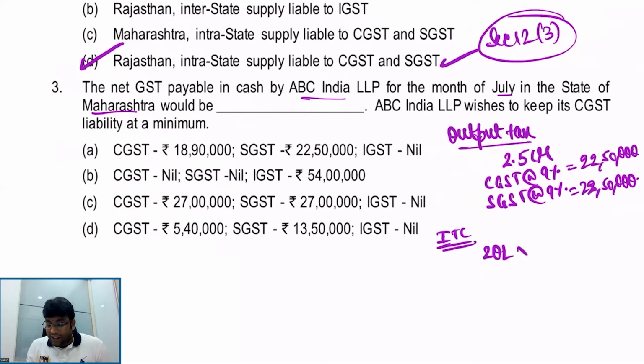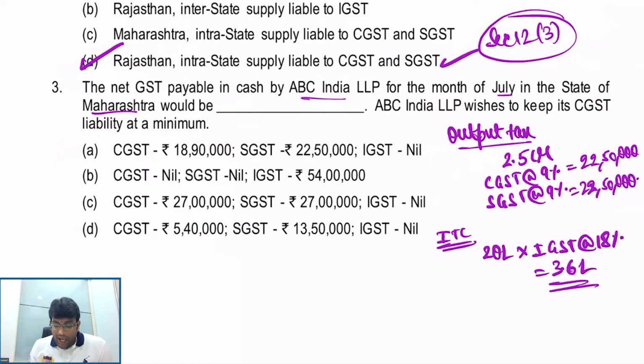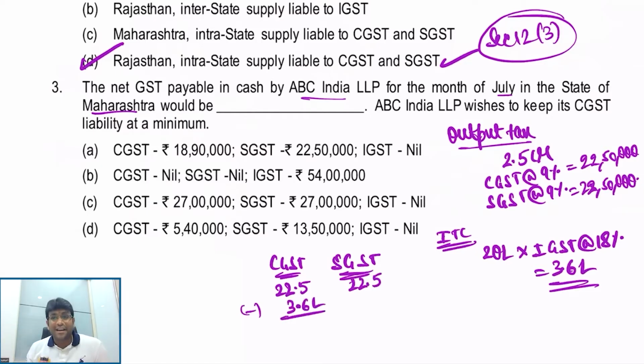On that services, 20 lakh, definitely that person would have billed IGST at the rate of 18%, which is 3.6 lakhs. And IGST credit can be used first for IGST, then for CGST or SGST, in any order, any manner. So let me use 3.6 lakh here. From 22.5, 3.6 lakhs will become 18.9 lakhs. And SGST 22.5 lakhs. So my answer will be option A, my dear friends.